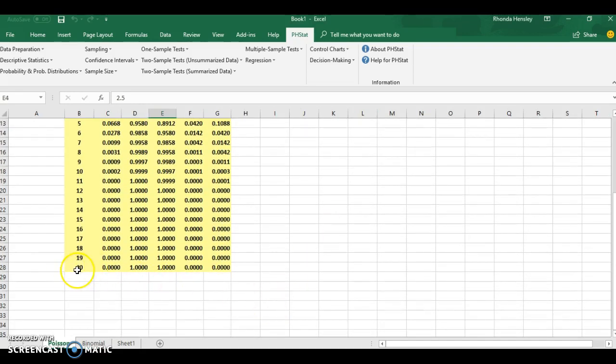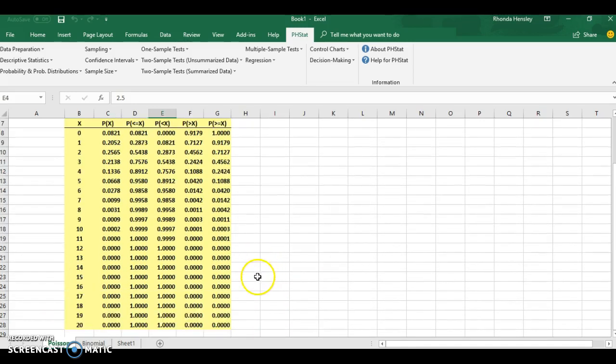You'll see that it goes all the way down to the probability of it happening 20 times, but you lose your numbers around 11. You've lost most of your probabilities. So in this problem, they want to know the probability that there are no work-related injuries. That's the probability of 0. So 8.21% chance of that happening. And it works pretty much the same way the binomial does for reading things off.